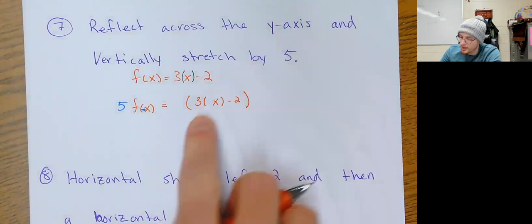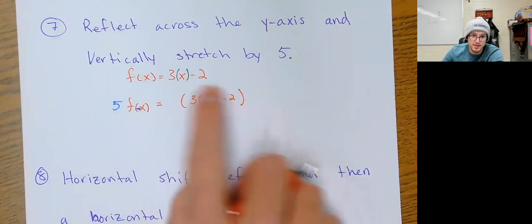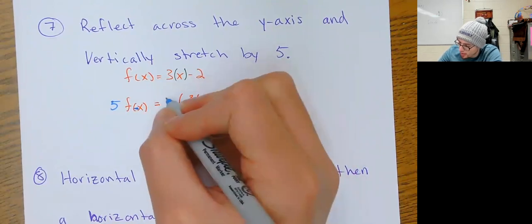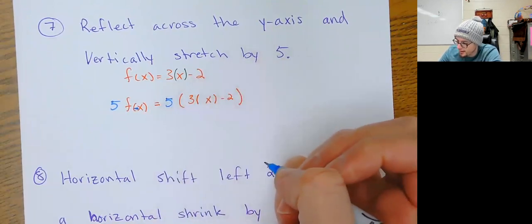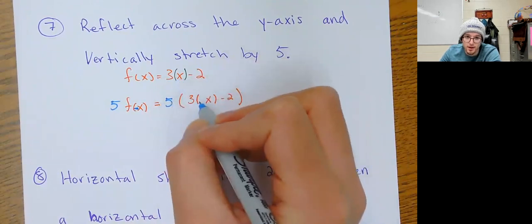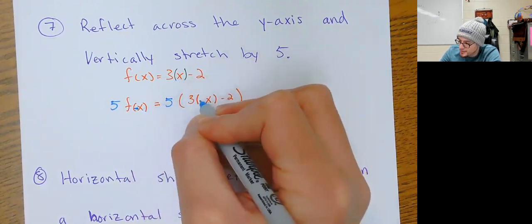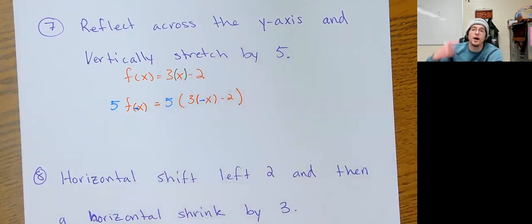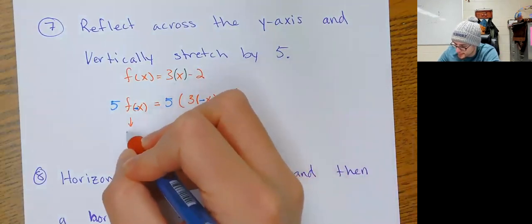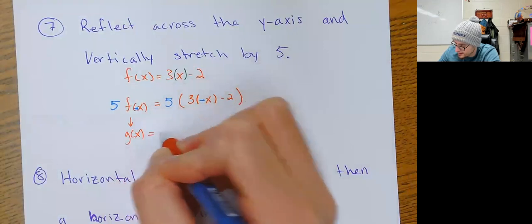And now we have the entire function in parentheses, this entire original function inside parentheses, so we can multiply it all by 5. We also have parentheses around just the variable, and I need to multiply that by a negative so that I can do a y-axis reflection. All right. So this is just g of x. That's just g of x.